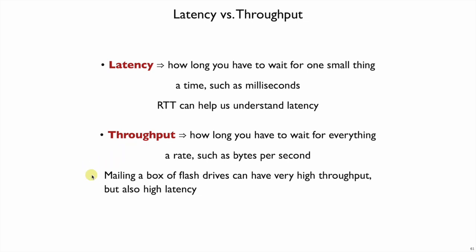The analogy I always find useful for keeping in mind the difference between these is if you put a bunch of flash drives on a big truck and have the truck drive across the country, that can be very high throughput. A lot of bits get moved from one point to the other. But it's going to be very high latency as well. That is bad. It's going to be slow in terms of one individual piece, one of those little flash drives, getting all the way across the country. So latency and throughput, ideally low latency, high throughput, but you can't always get both of them at the same time.